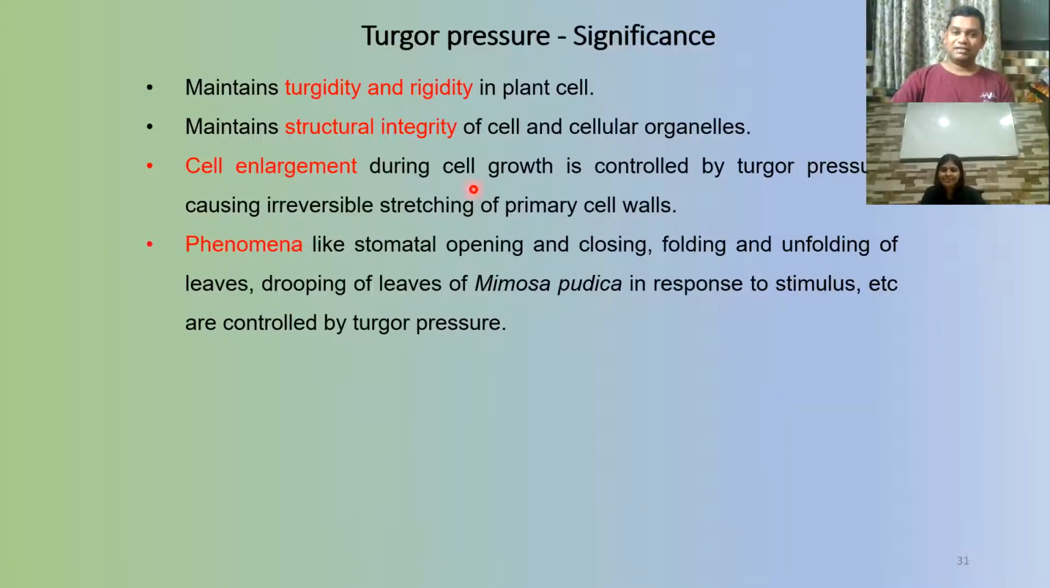Then when the cell is in a growing stage, meristematic cells are those which are constantly dividing. So when they are constantly dividing, new cells are formed. The newly formed cells are initially small in size, but then they will have to grow in size. This is cell enlargement. The turgor pressure has to be more so that the primary cell walls are stretched and the cell increases in size. So that is brought about by turgor pressure again.